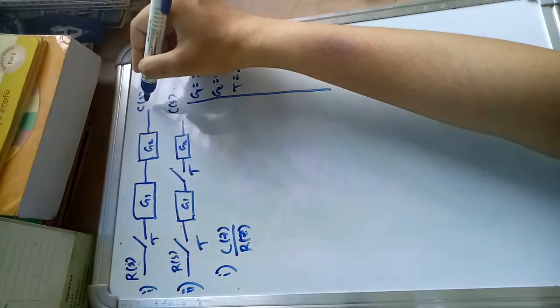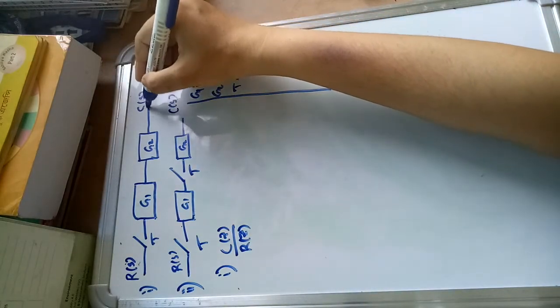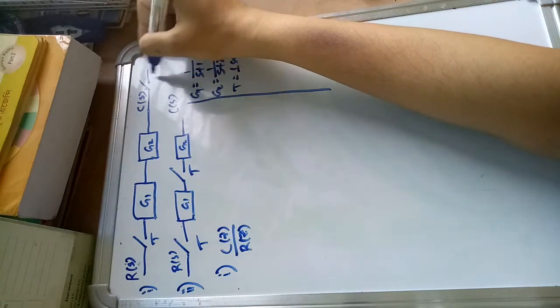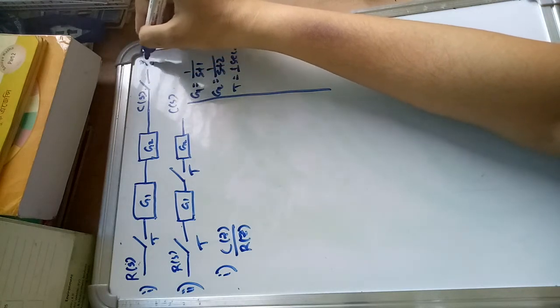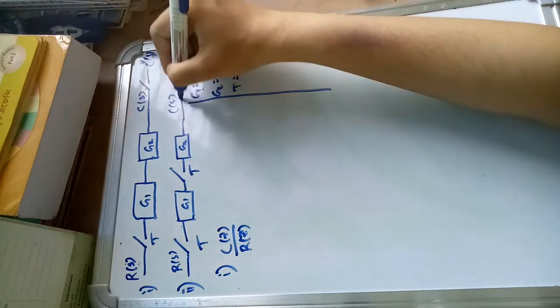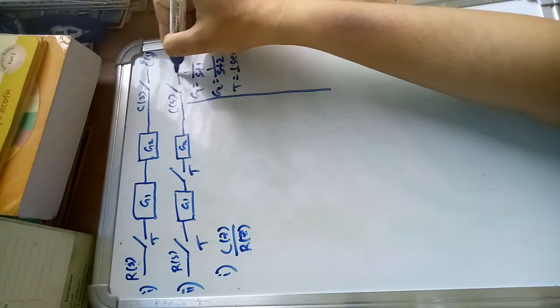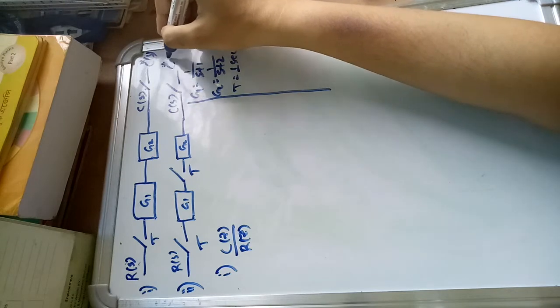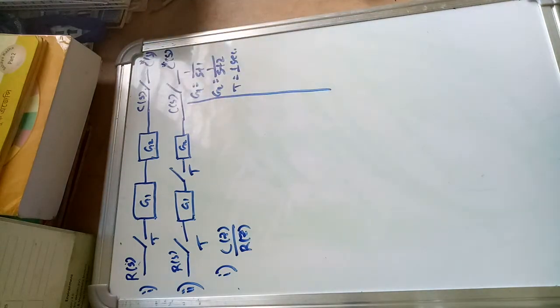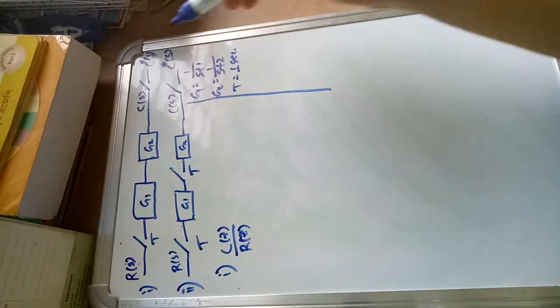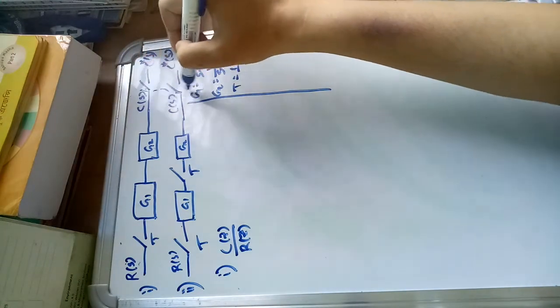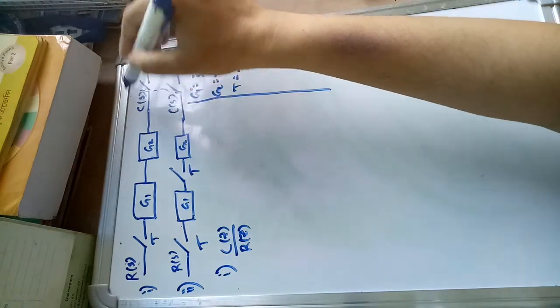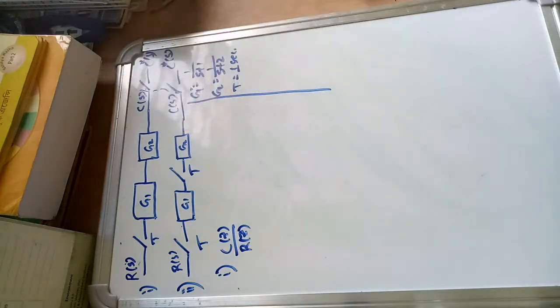Even though I have not written the C star of S, you just consider that if I again sample it, you will get the C star of S. So if you take the star function of this C, after that you have to take the Z transform, then you will get the C star of S. Even though it is not given in the problem, make it a C star of S, then take the Z transform. So C star of S, Z transform is C of Z.